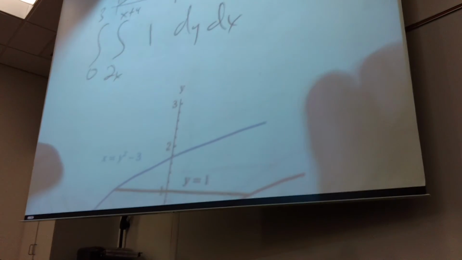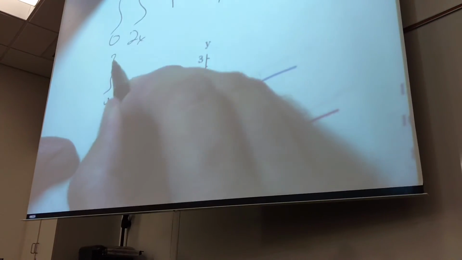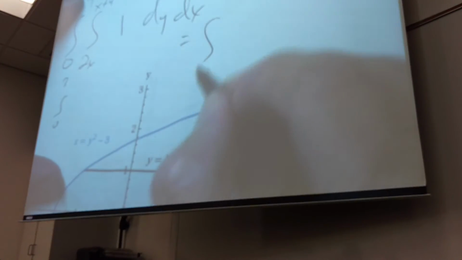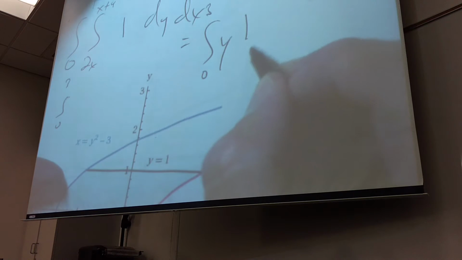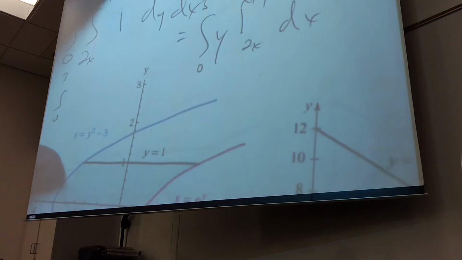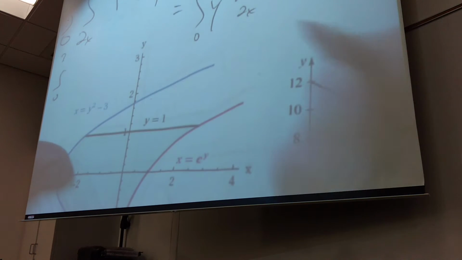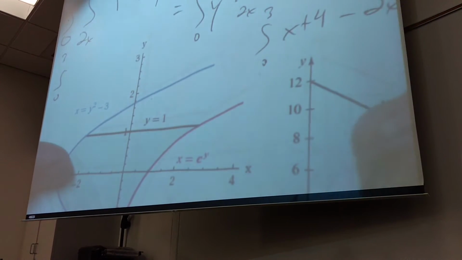Now, but I really go one more step. Integrate the inside. What do you get when you integrate? What's the integral of 1 dy? y. And it's going from 2x to x plus 4. And of course, when you plug those in, with x from 0 to 3, you'll get x plus 4 minus 2x.